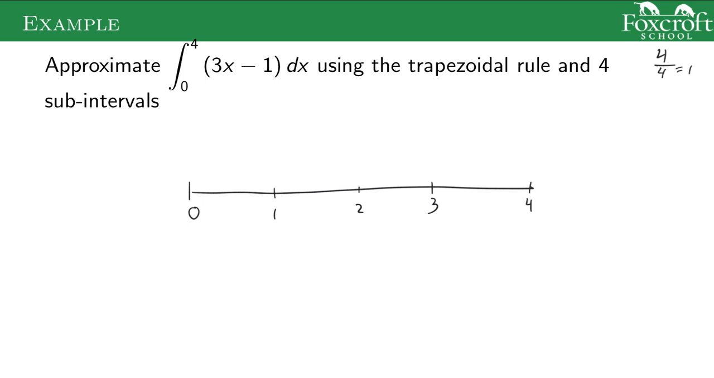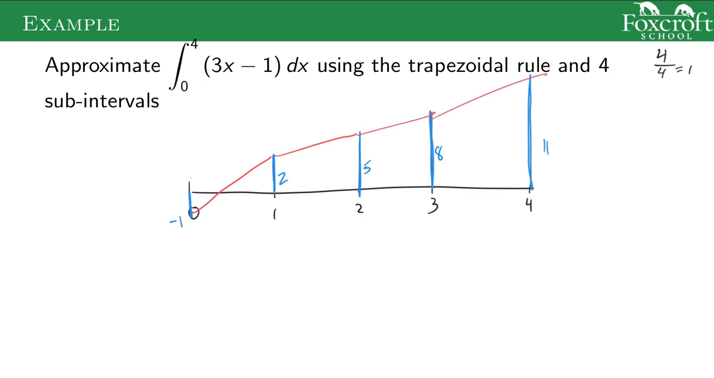All right. So for my trapezoidal rule, I like to plug in the values first. So I plug in 0, that's going to be a height of -1. I plug in 1, that's going to be a height of 2. Plug in 2, 6 minus 1 is 5. Plug in 3, that's 8. Plug in 4, 12 minus 1 is 11. Okay. So now my trapezoidal rule is going to be this trapezoid, that trapezoid, that trapezoid, and that trapezoid.